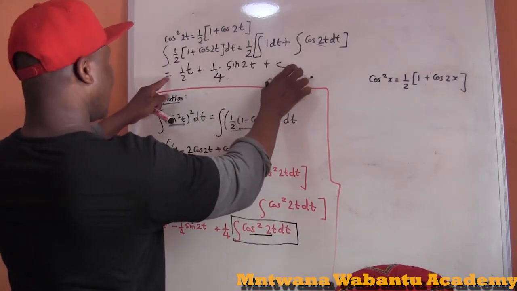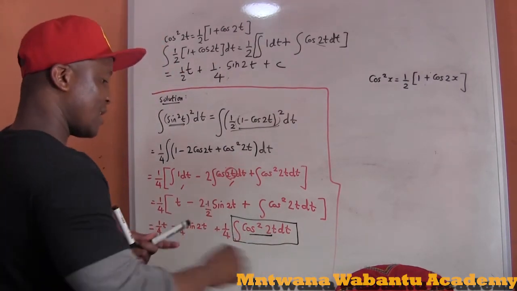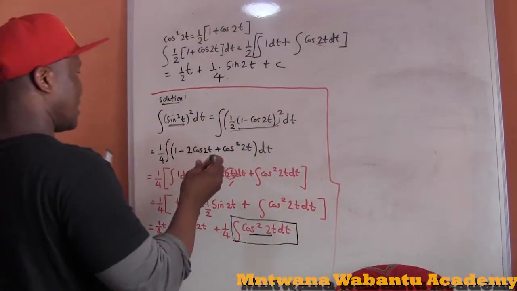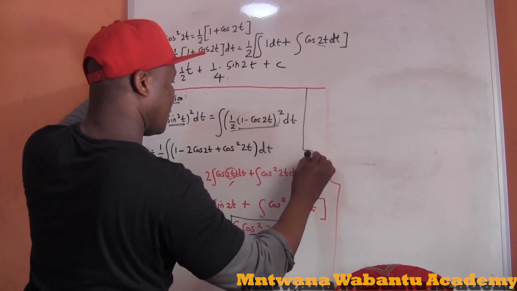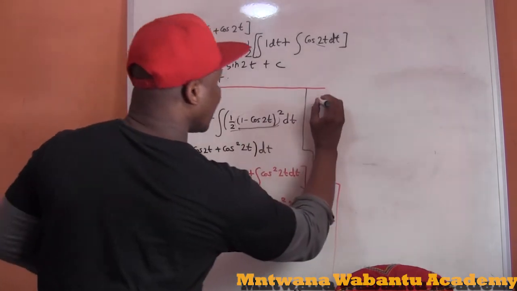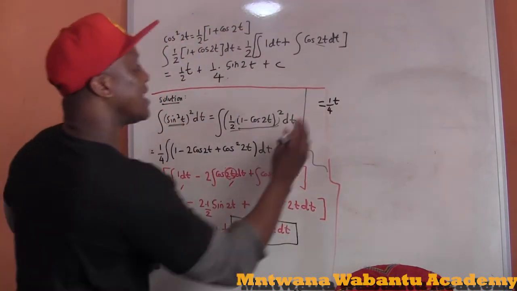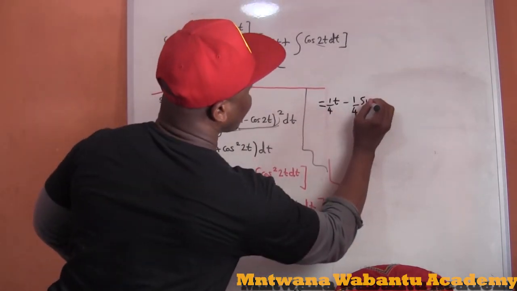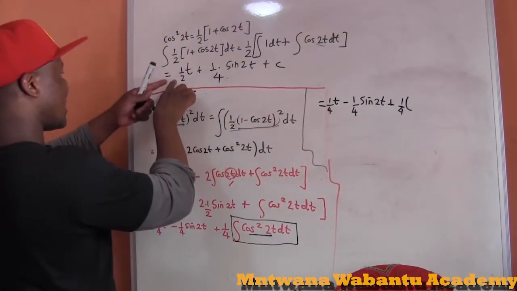So we're going to take this half here and substitute in here. So now let's finalize. Finally, our final answer is going to be equal to 1 over 40, minus 1 over 4 sine of 2t, plus 1 over 4 times everything which is in here.